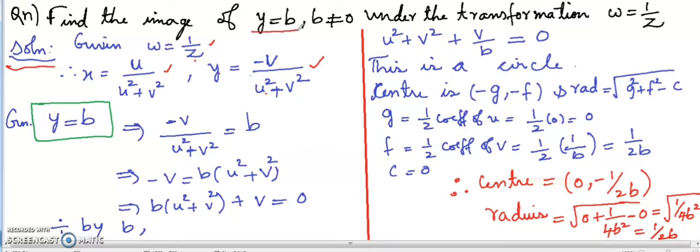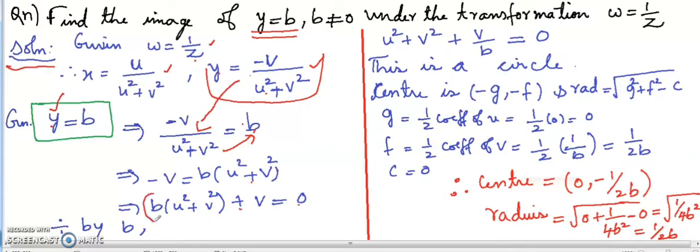Now we take the given equation Y is equal to B. This implies instead of Y we can substitute this value. What is Y? Y is minus V by U square plus V square. So we get minus V by U square plus V square is equal to B. This implies minus V is equal to, cross multiplying, B into U square plus V square. Similar to the previous question, instead of Y we substitute this, then B we have in the RHS cross multiplying, then you take minus V to the other side, we get plus V.